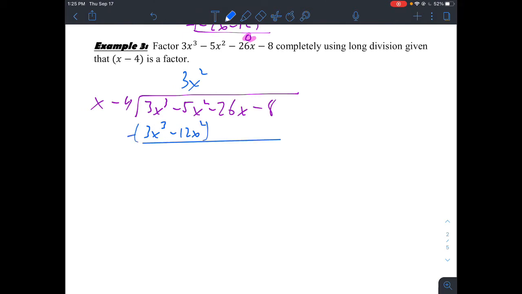Multiply. Subtract. And bring down the leftovers. Repeat that process. 7x squared divided by x.